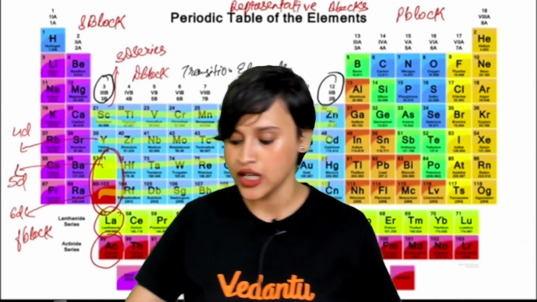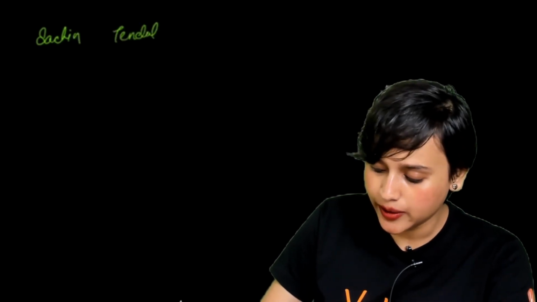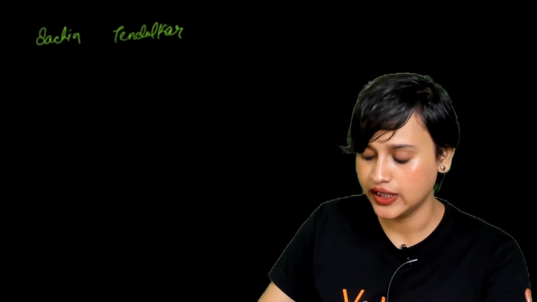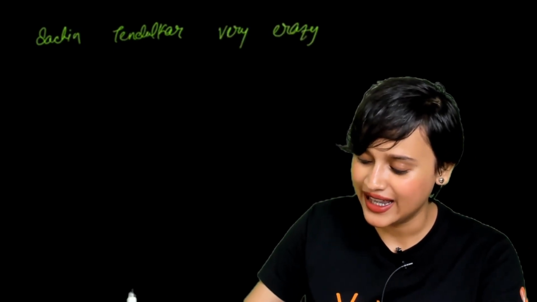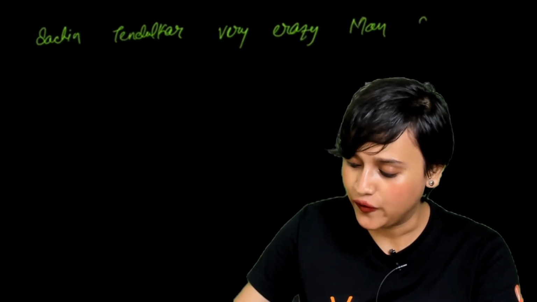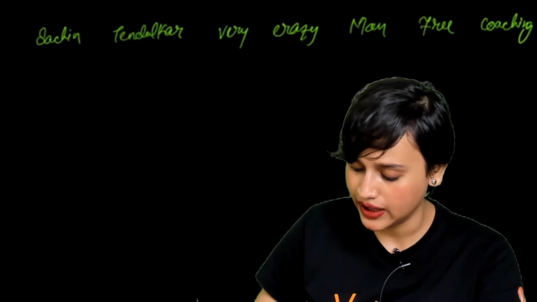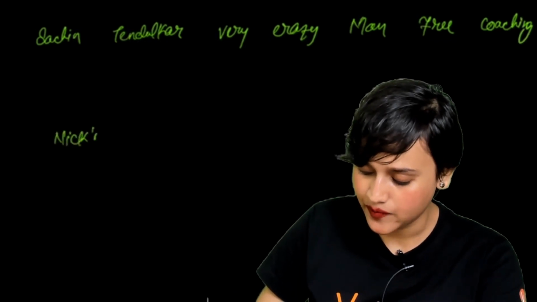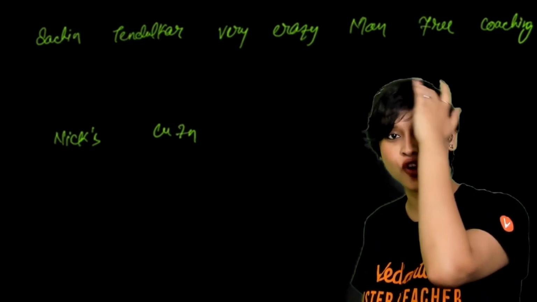All right, now you're going to ask me, ma'am, how do we remember it? Chalo, let me give you a trick. How do you remember it? You write down here: Sachin Tendulkar, very crazy man, free coaching, Nick's cousin. I know I've written the spelling of cousin wrong, but you get my point.